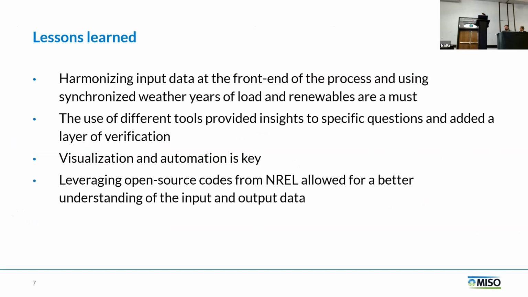So, lessons learned, I'll wrap it up with this one. The first one is well known to everyone: harmonizing data at the beginning, right? Synchronizing weather years, especially in the resource adequacy part of the analysis. We want to make sure that data is synchronized so we can capture correlated events. When it's very hot, we want to make sure that we capture the behavior of wind, solar, and thermal when those conditions occur. Same with extreme weather on the cold side.